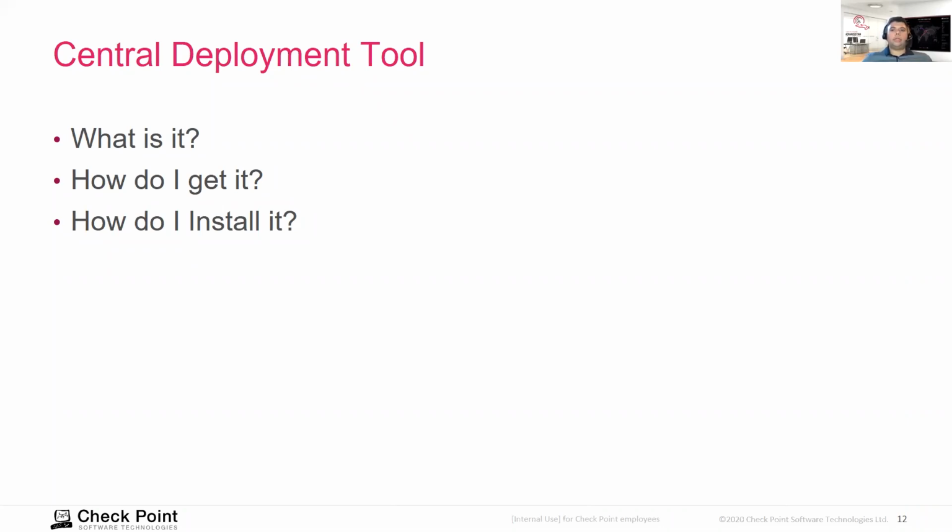So how would you get it? It's publicly available using an SK. It's just an RPM package. You'll extract it and install it. I'll show you how to do that here in a minute. And all it requires is valid CPU licensing. So as long as your gateways have valid licenses, you should be able to utilize this feature.